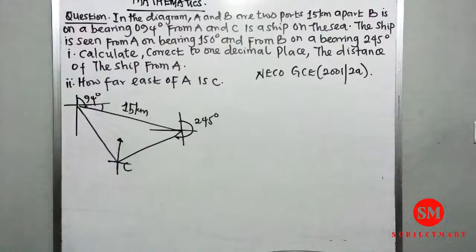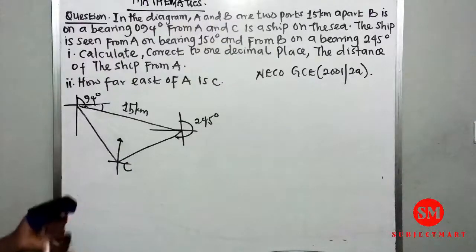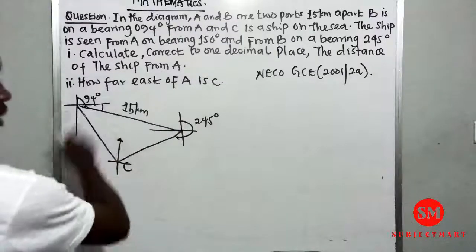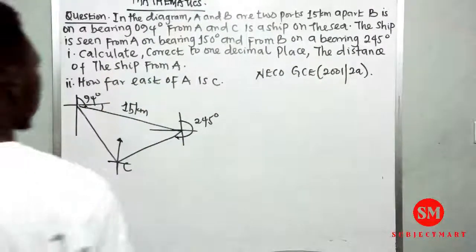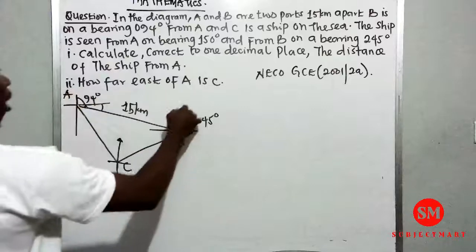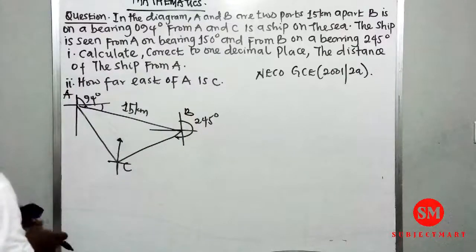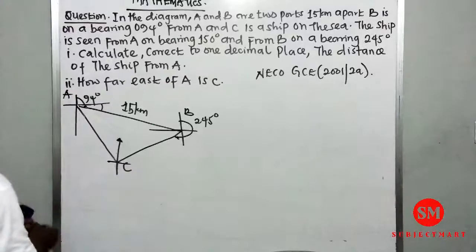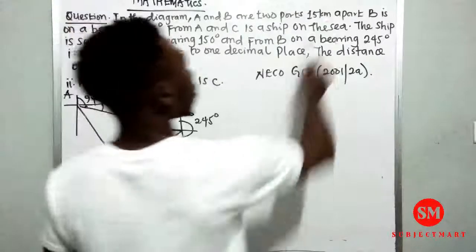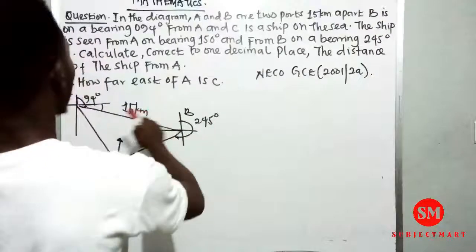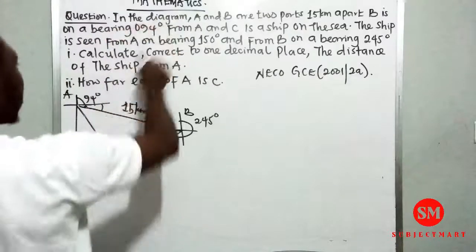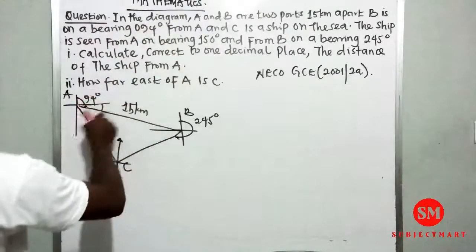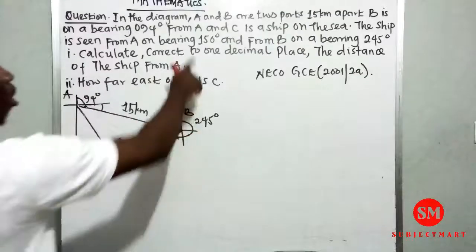Now, so still on this, we have a question here. The question says, in the diagram, now we have the diagram already, A and B are two ports. Two ports 15 kilometers apart. So 15 kilometers apart. Port B is on a bearing of 94 degrees. It has been illustrated here from A.